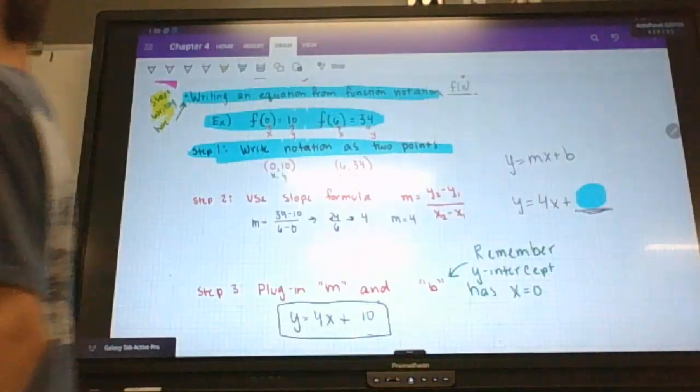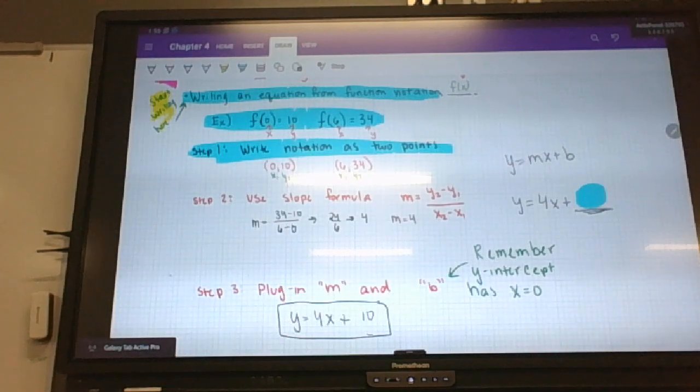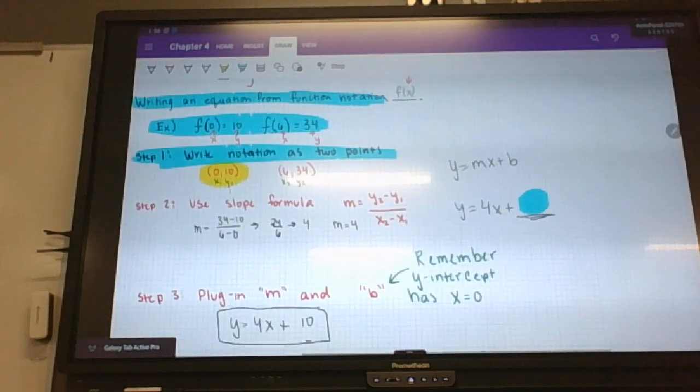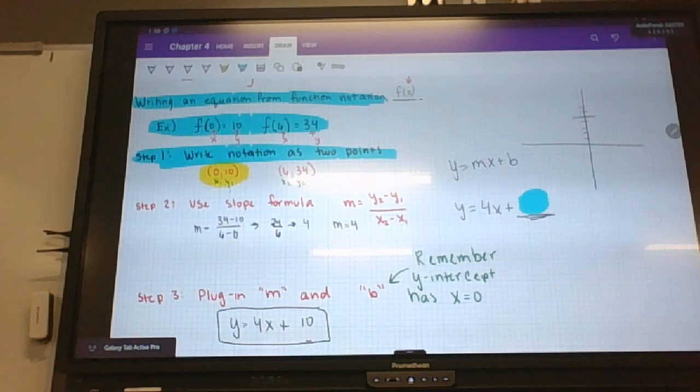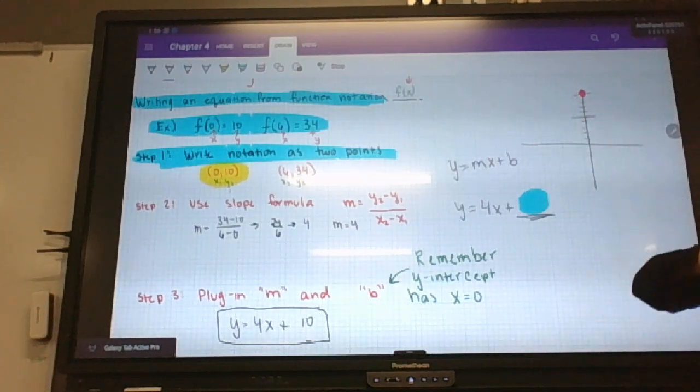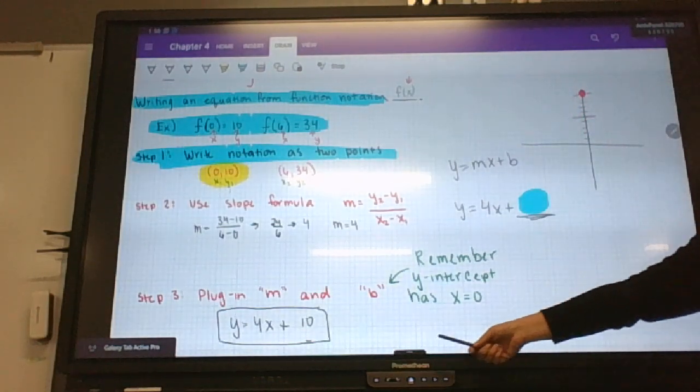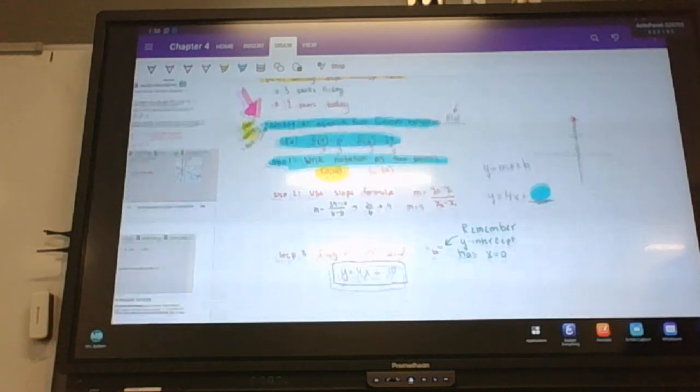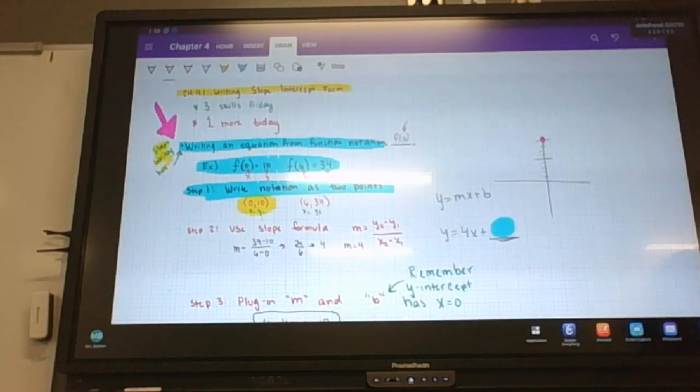Because of the zeros. Listen, please remember intercepts have zeros. So the fact that they gave us this ordered pair 0, 10, they gave you the y-intercept. You have to understand that that's a y-intercept. Just think about the point 0, 10. 1, 2, 3, 4, 5, 6, 7, 8, 9, 10. The point 0, 10 is right there on the y-axis, the y-intercept. So here's your equation. And that's it, folks. That's it for notes today.